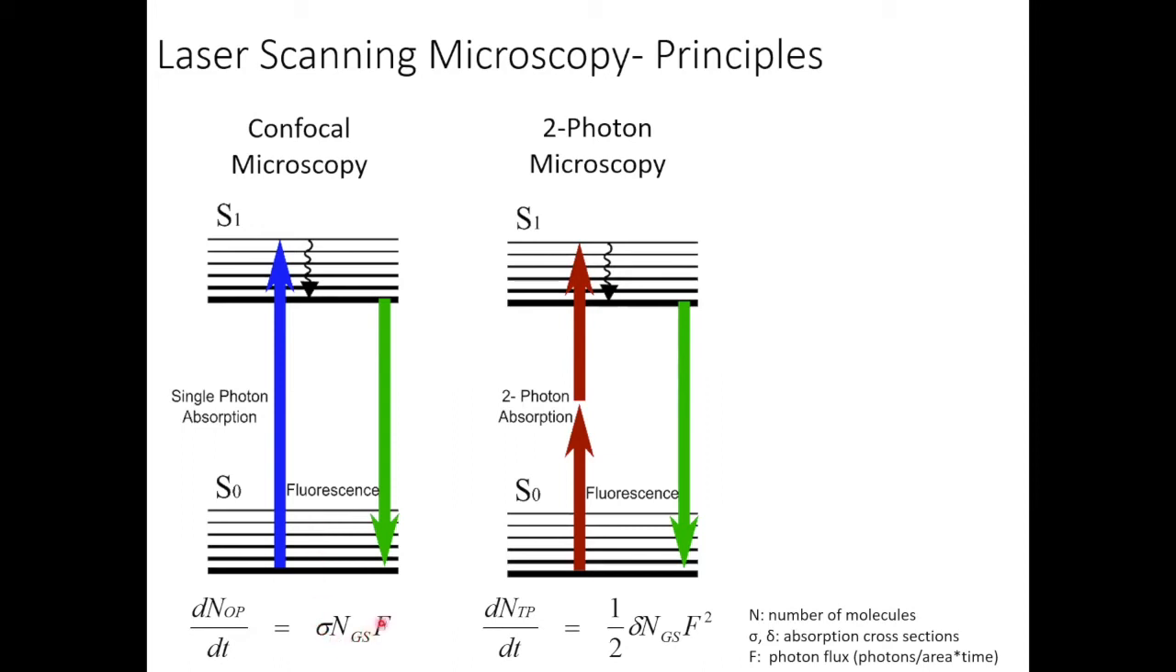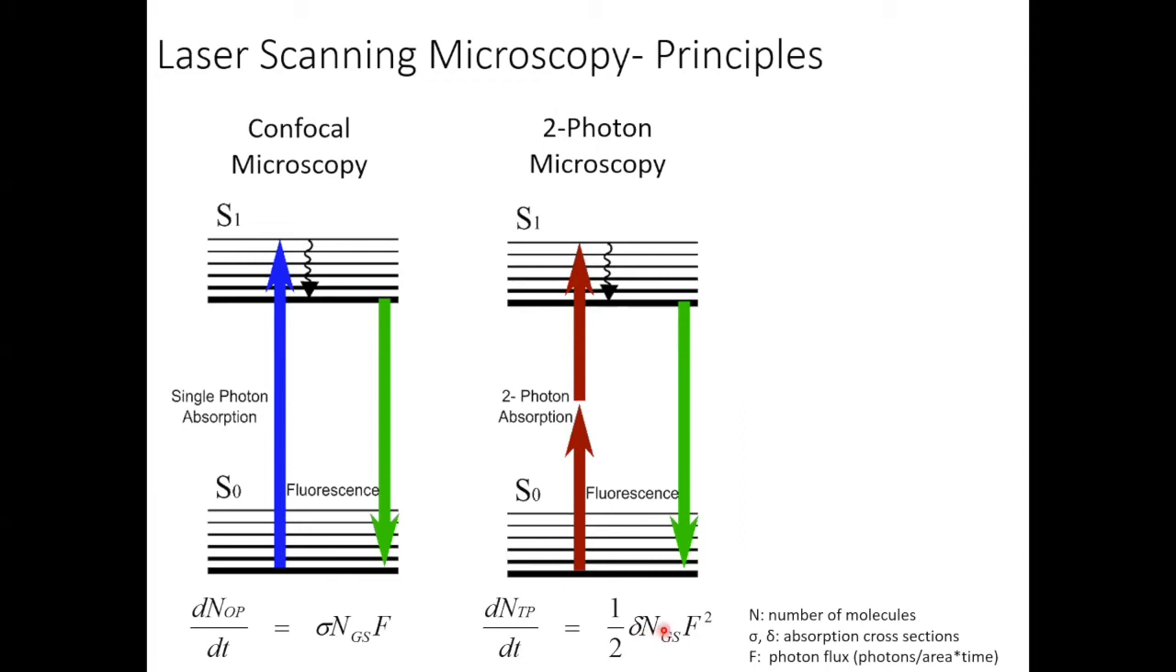It's proportional to the number of molecules in the ground state, the photon flux, and also what we call the absorption cross-section. So two-photon microscopy is one of many forms of nonlinear optics, and that basically describes the fact that the rate is not directly proportional to the flux, but proportional to a higher power than flux. It's not linear, it's actually quadratic in this case.